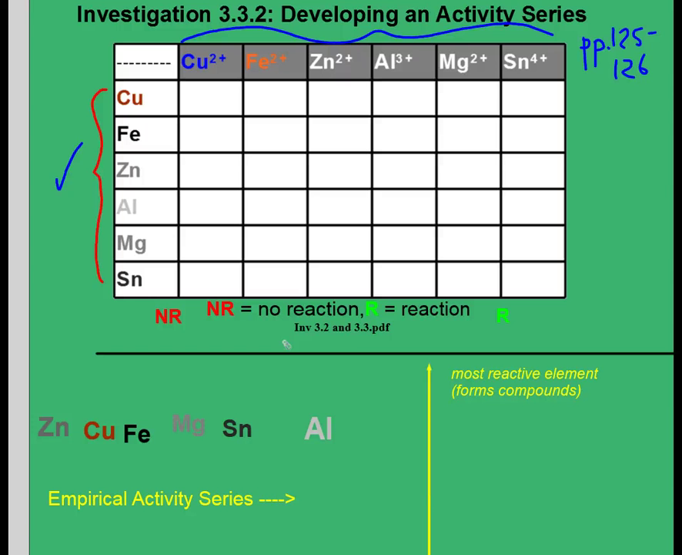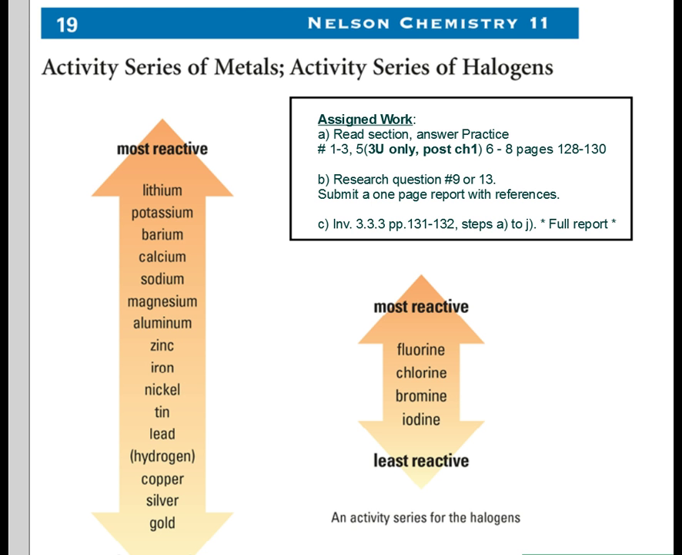Once that's done, you'll be carrying out with a partner a designed activity, investigation 3.3.2, testing the activity series, which will involve hydrochloric acid in dilute form and a selection of elements. Because hydrogen is similar to metals in that it loses electrons to form positive ions, it is included in the activity series.